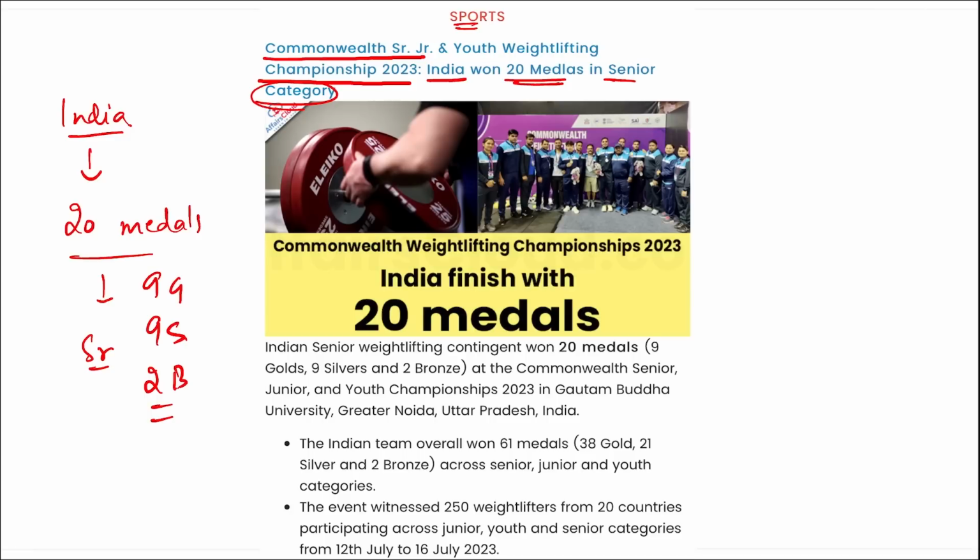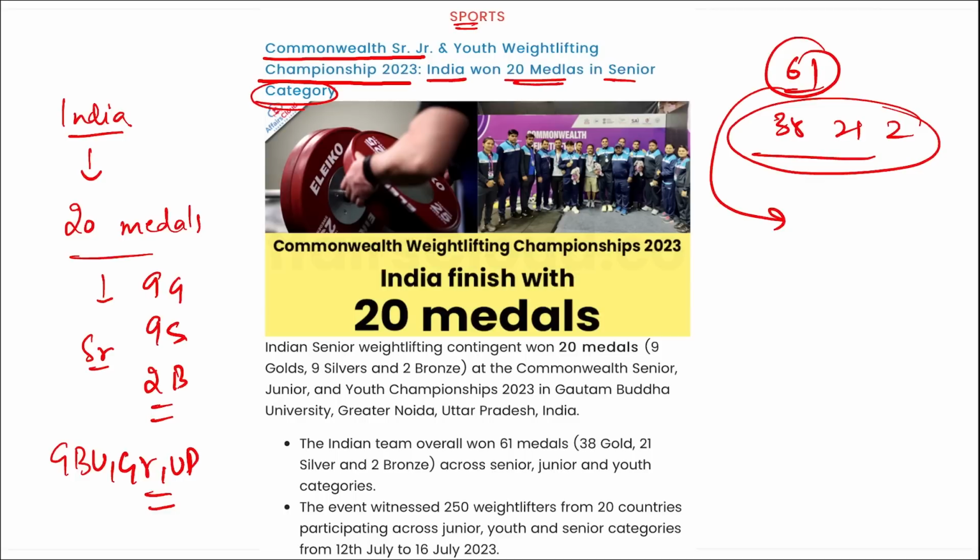And remember, they won this at the Commonwealth Senior, Junior and Youth Championship 2023 that was held at Gautam Buddha University in Greater Noida, UP. The Indian team overall won 61 medals, right? And that is 38 gold, 21 silver and 2 bronze. And this is the total for all three championships, that is senior, junior and youth. And here, the 20 medals are for the senior category, right?